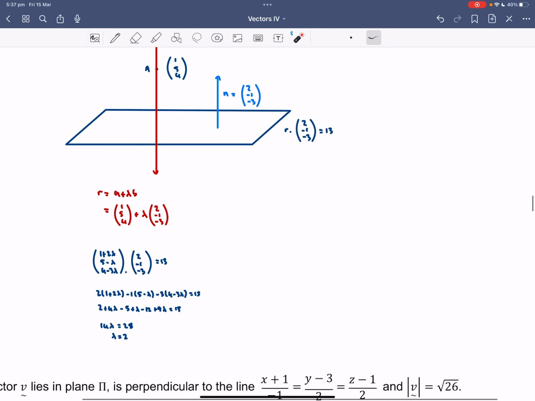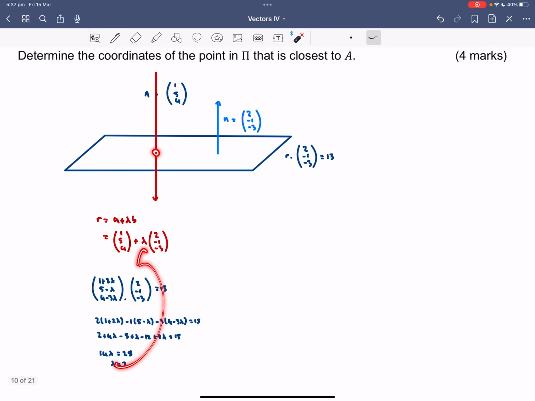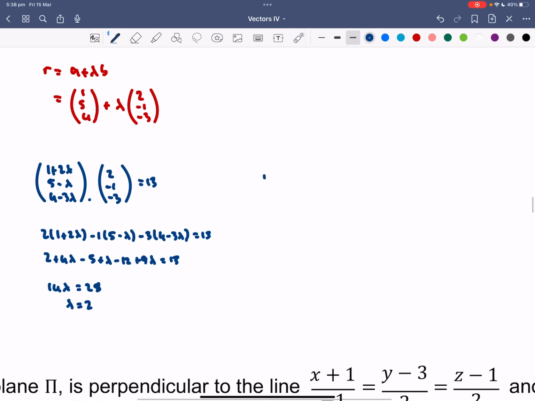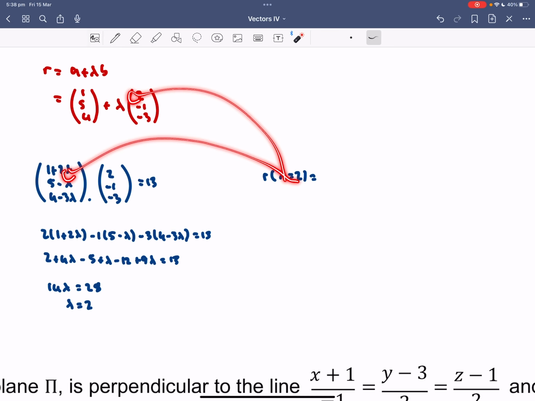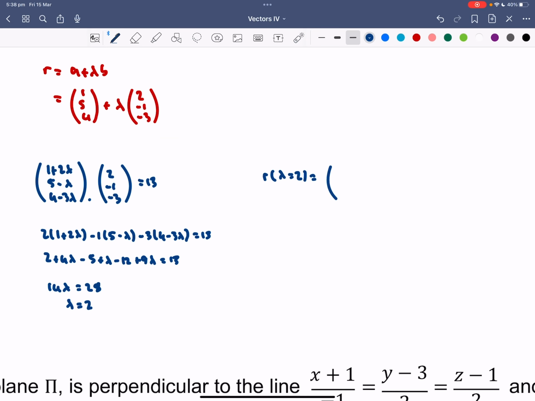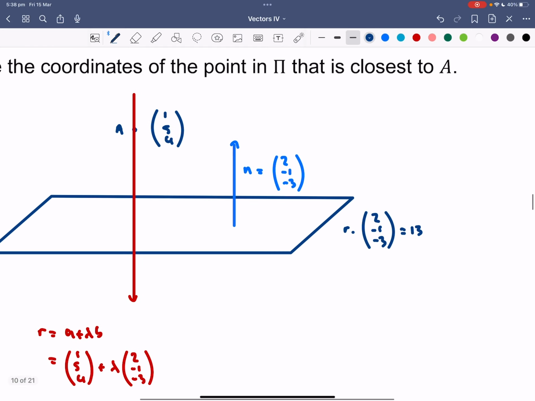So if you want to find out where on the line it hits the plane, we can sub lambda equals 2 into here. I'm just subbing 2 into here, which is as good as subbing it into here. So 1 plus 4 is 5, 5 take 2 is 3, and 4 take 6 is negative 2. Perfect. That is the point on the plane that is closest to this point right here.